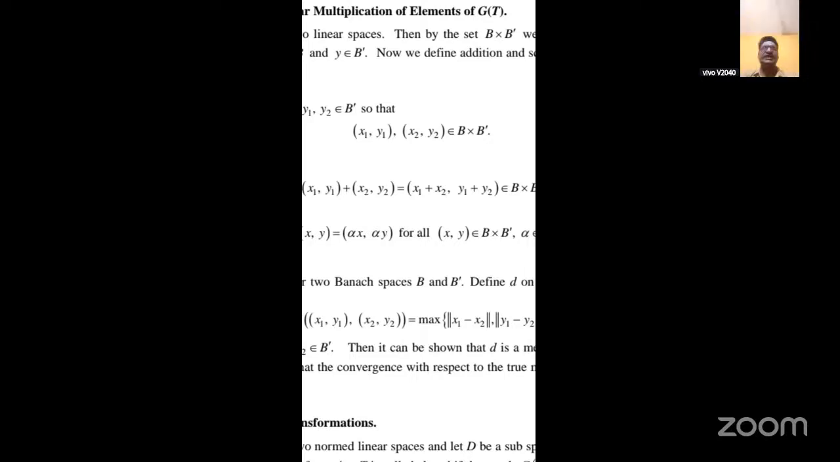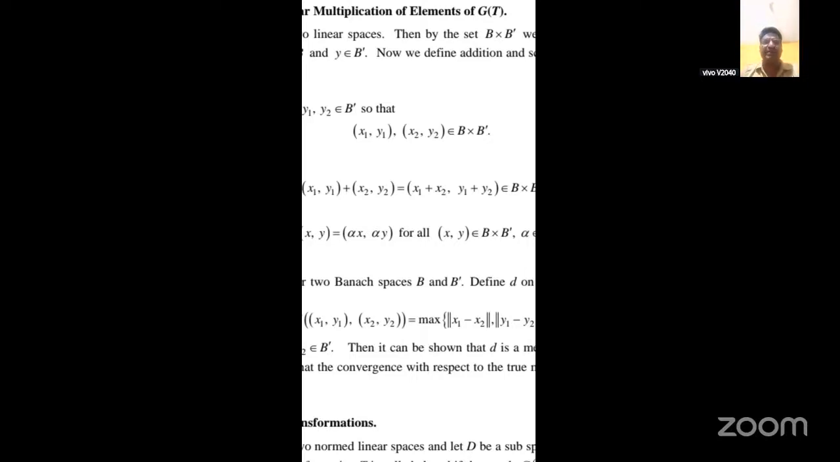Now using the ordered pair elements, the domain elements are x1 and x2 belonging to capital B, and the images are Tx1 and Tx2. So Tx1 is y1, and T of x2 is y2. Those elements are the images of the elements in the Banach space B dash. Okay, here we take x1, y1 as the first ordered pair, and x2, y2 as the second ordered pair.